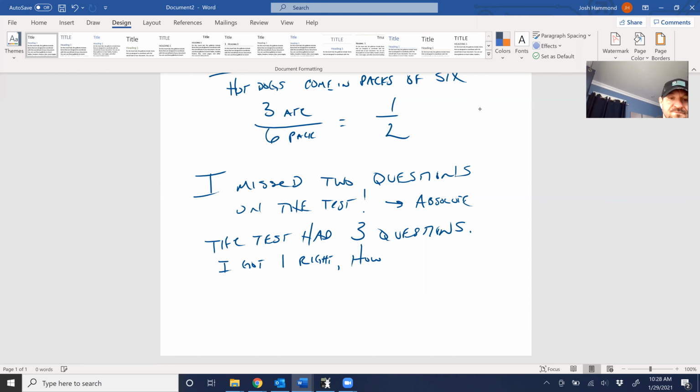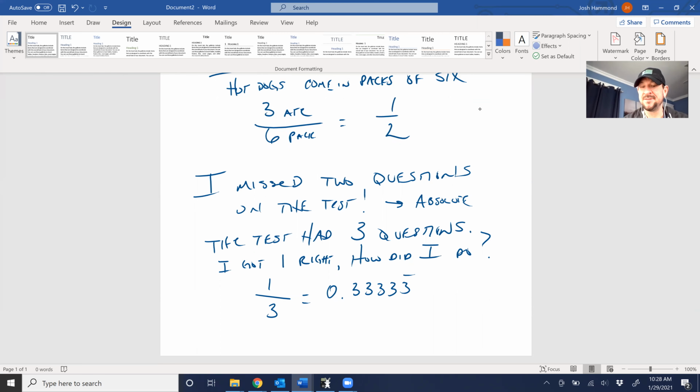How did I do? Well, 1 question right out of 3 total questions. 1/3 as a decimal is 0.3333, 3 repeating, right? It's really 3 repeating, but we can round it. Sorry, my bad. And now to make this a percentage, I can make this decimal a percent by moving the decimal 2 places to the right. Boom. 33.33%.